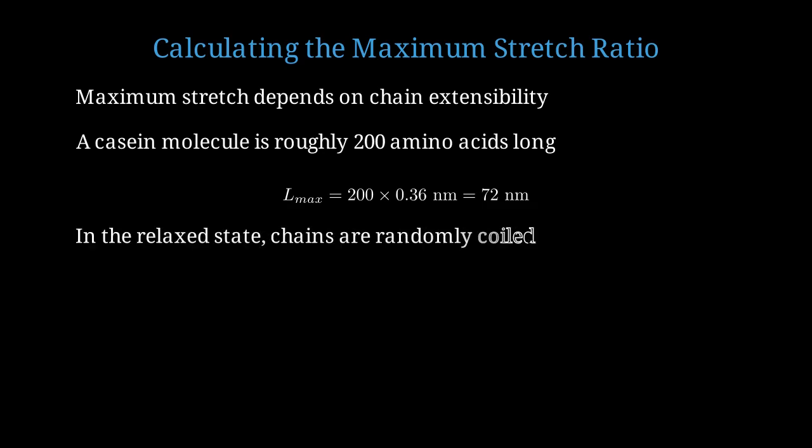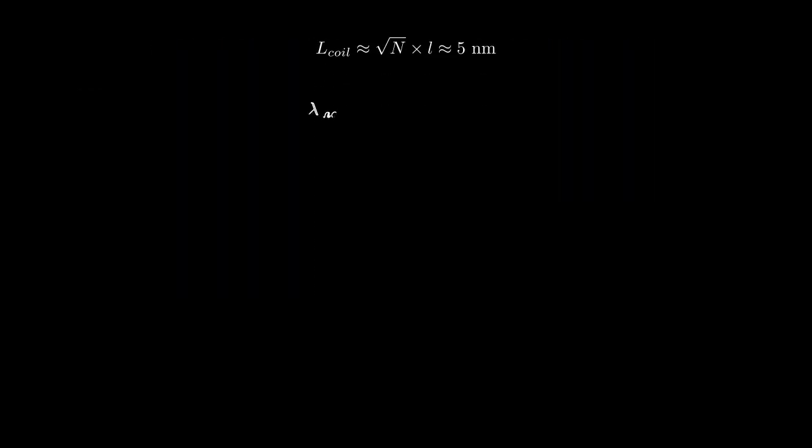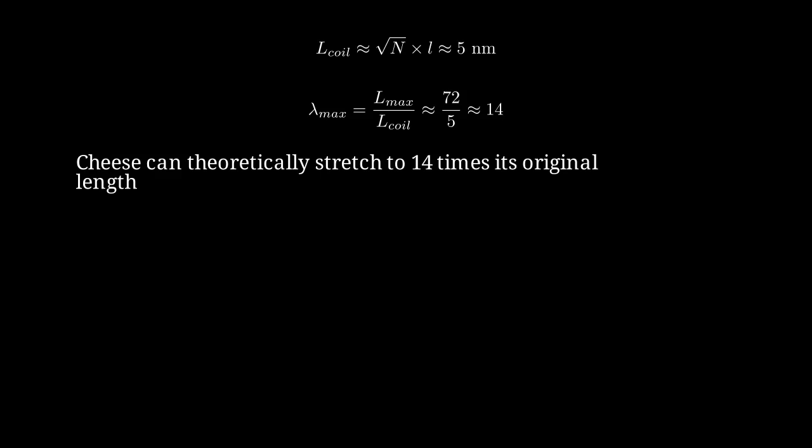In the relaxed state, the protein chains are randomly coiled. The root mean square end-to-end distance for a random coil is proportional to the square root of the number of segments. L coil approximately equals the square root of n times the segment length, which gives us roughly 5 nanometers for casein. The maximum stretch ratio is lambda max equals L max divided by L coil, approximately 72 divided by 5, which equals about 14. This means individual protein chains can theoretically stretch to about 14 times their relaxed length. In practice, cheese typically breaks at stretch ratios of 3 to 5 because not all chains are perfectly aligned.